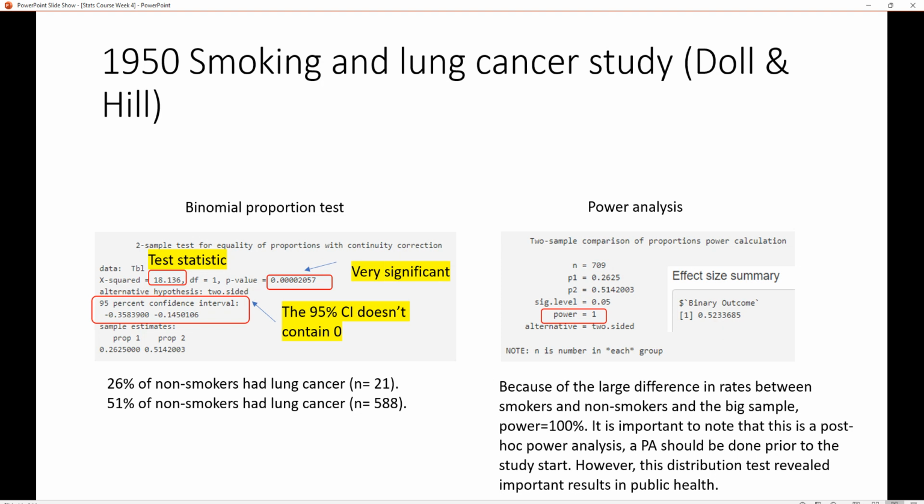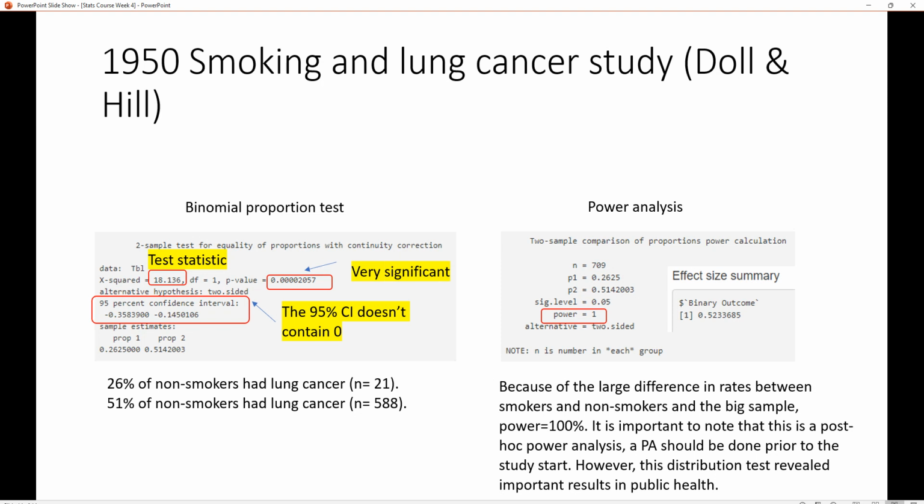Effect sizes are helpful because they don't rely on sample size. You can have a very large sample or a very small sample, but you can get the same effect size both times if the difference between the two groups is big enough. Because of the large difference in rates between smokers and non-smokers and the big sample, power equals 100%. It is important to note that this is a post hoc power analysis. A power analysis should be done prior to the study start.